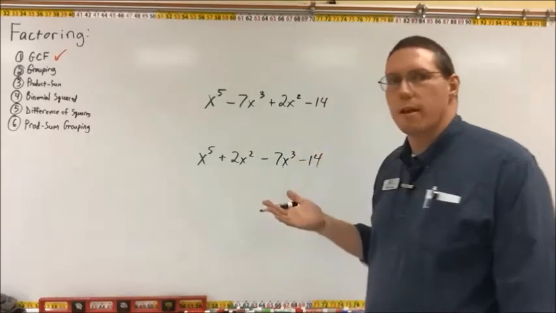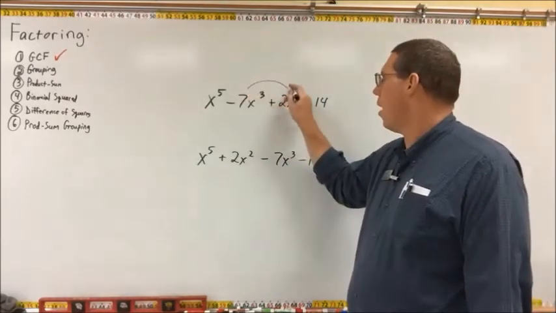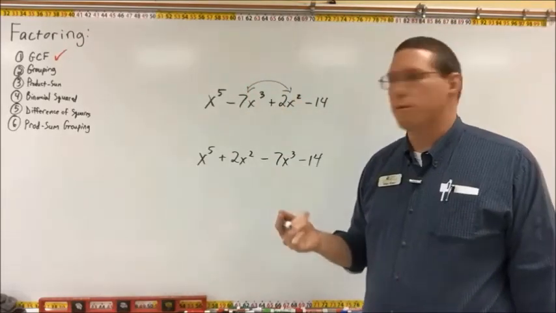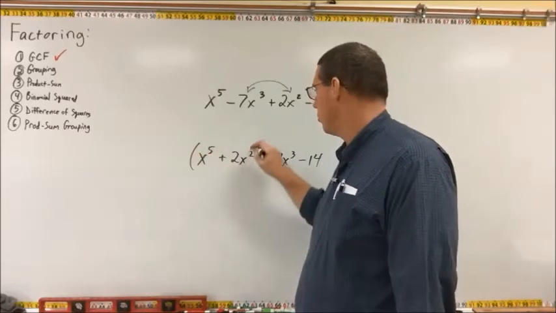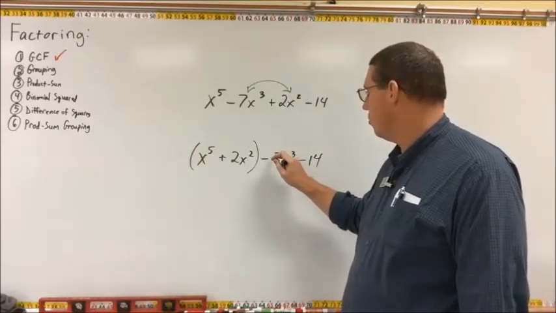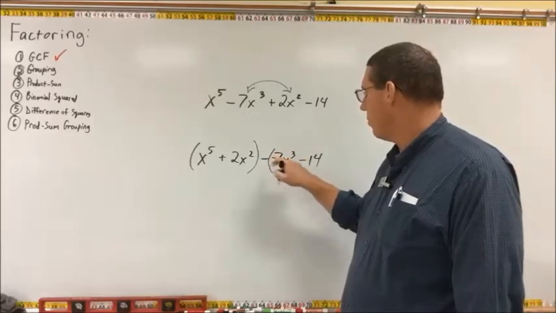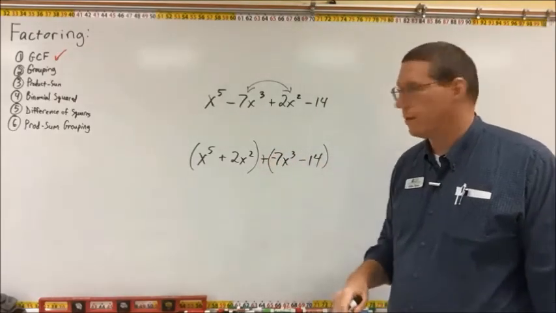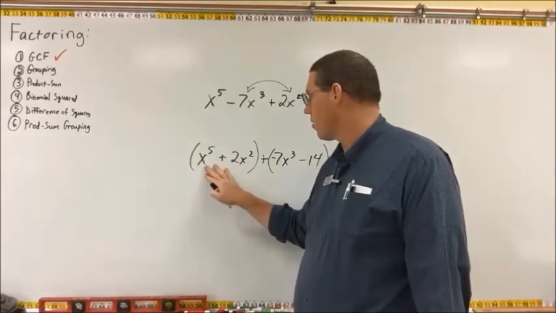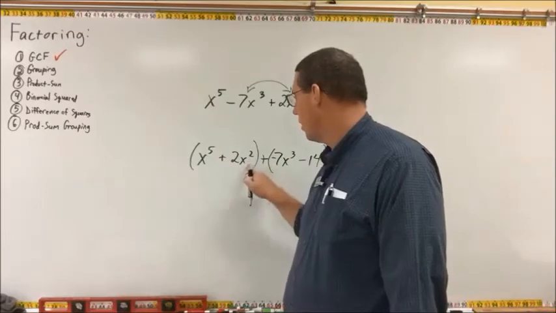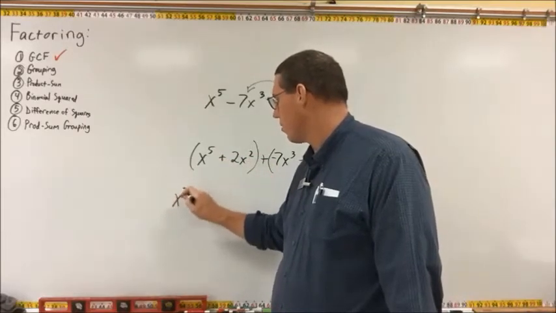I just noticed that it works out sometimes where if you swap the two middle terms, it might be a little easier to do the factorings. So now we'll group again. Now look here, this is minus 7x cubed. So what I want to do is put the negative inside and put a plus between them. Remember that technique? Now here, what's the greatest common factor? X to the 5th plus 2x squared is x squared. That's our greatest common factor.